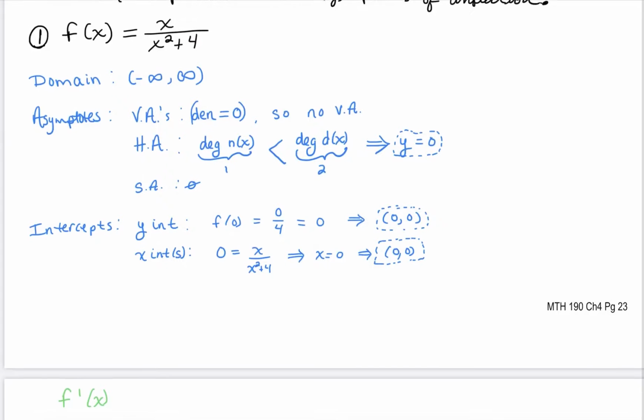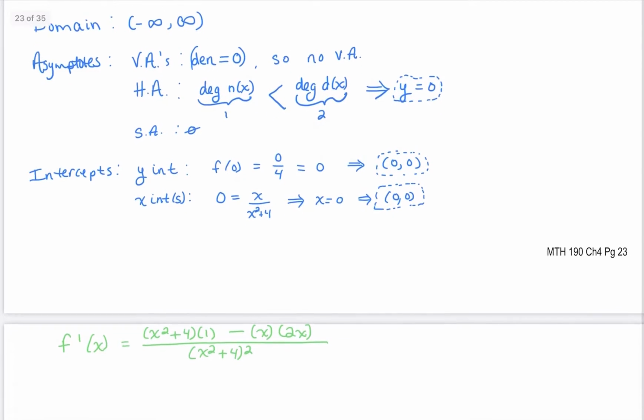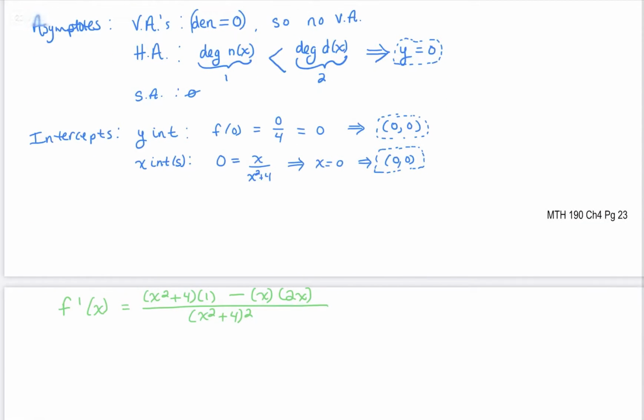So for our first derivative, we are going to need to use good old quotient rule. Our quotient rule is going to start with our denominator left alone times the derivative of the numerator, which is 1, minus the numerator left alone times the derivative of the denominator, which is 2x, all over our denominator squared. All right, so don't do the bad thing, which would be reducing the x squared plus 4s. You can't do that when you have this subtraction in the numerator.